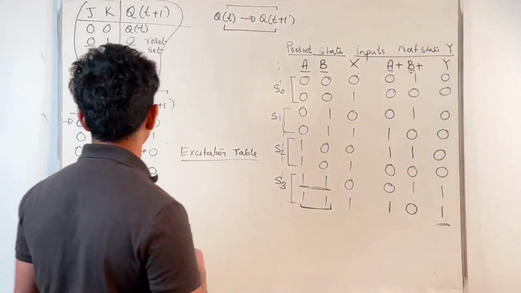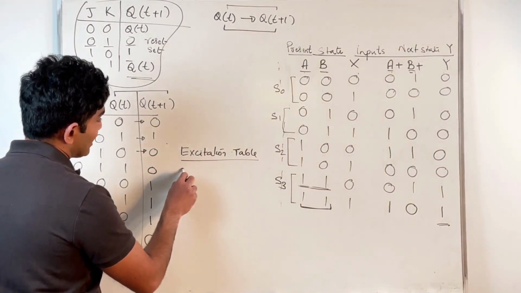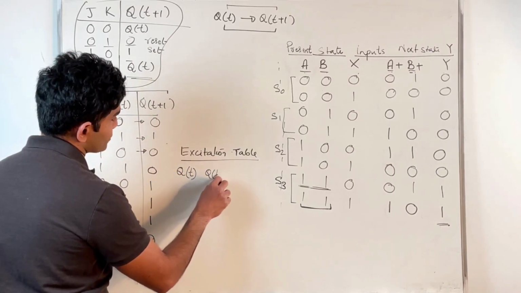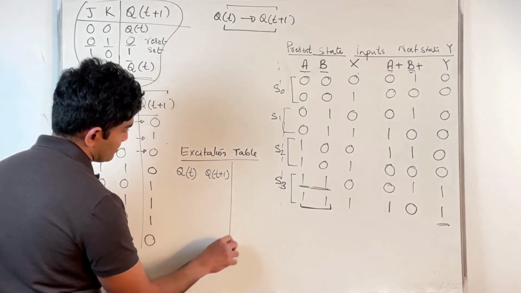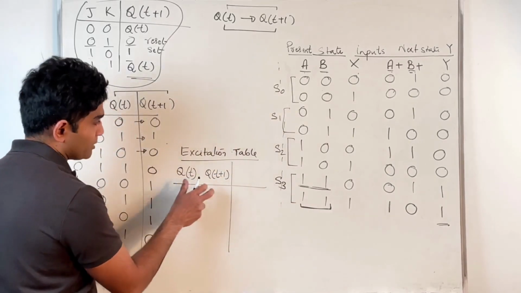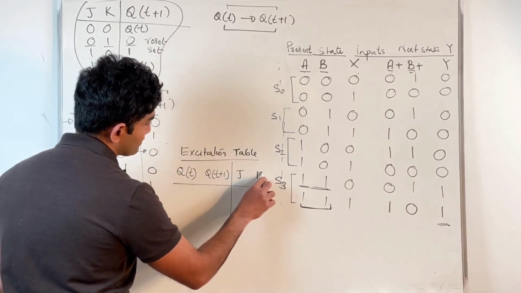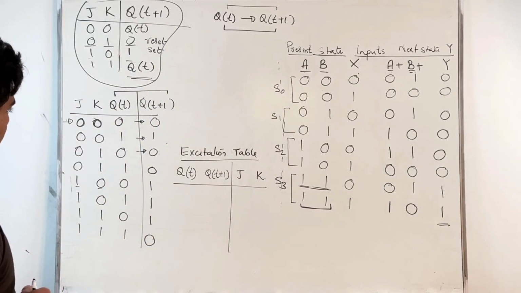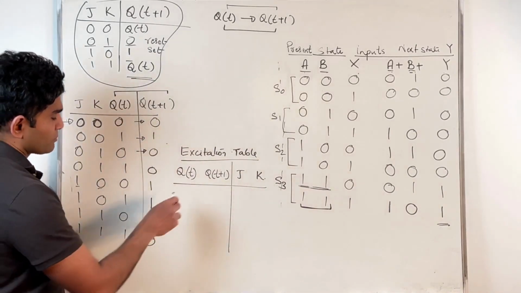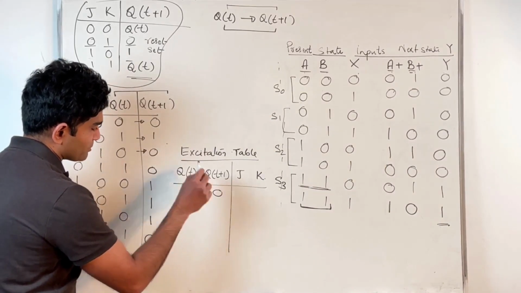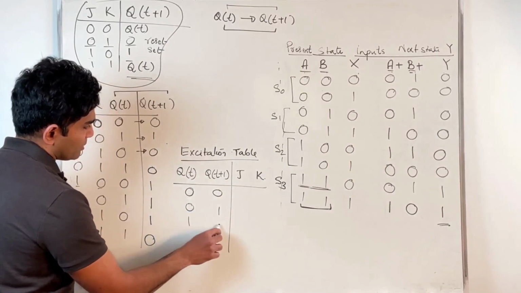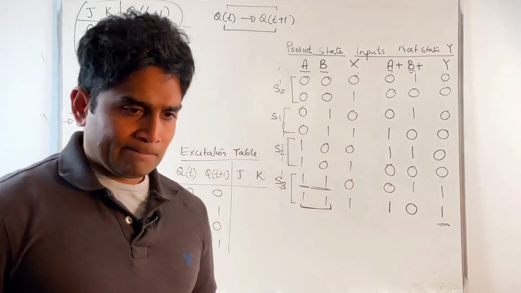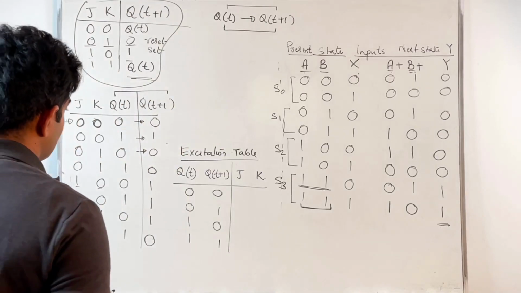So what does the excitation table indicate? In this case, I want these transitions to occur. So Qt to Qt plus 1 transition to occur. And for this transition to occur, what should be applied on J and K? So again, let's look at all possible combinations: 0 0, 0 1, 1 0, 1 1. Okay. What does this mean?